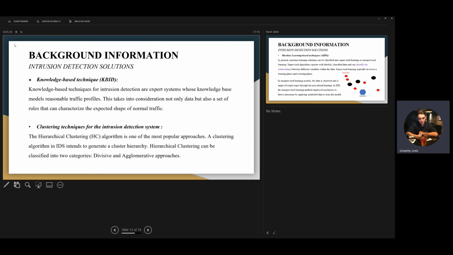A clustering algorithm in intrusion detection intends to generate a cluster hierarchy. Hierarchical clustering can be classified in two categories, divisive and agglomerative approaches.